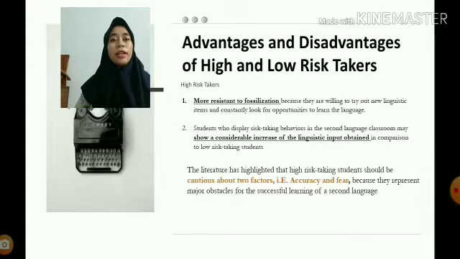Despite these advantages, the literature has highlighted that high-risk-taking students should be cautious about two factors, that is accuracy and fear, because they represent major obstacles for the successful learning of a second language.